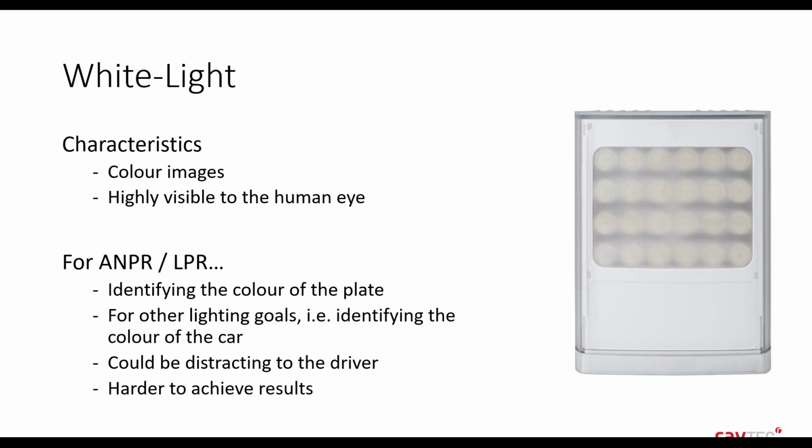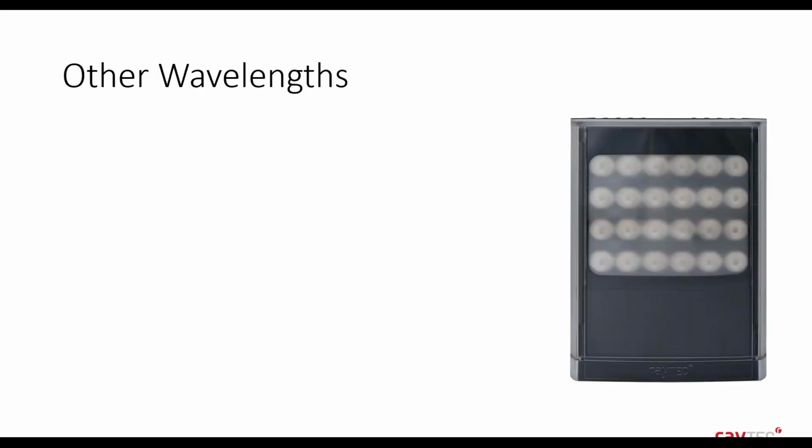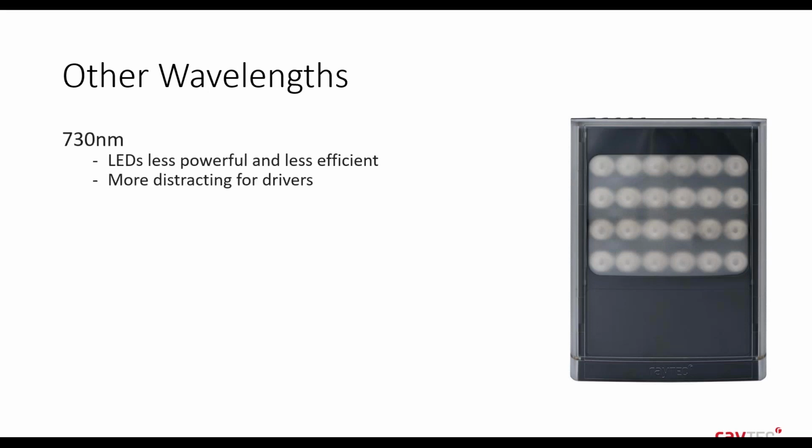We tend to find that white light is sometimes used in the Middle East and Far East applications, in some territories in the Americas. And I just want to quickly touch upon some of the other wavelengths that you might hear discussed around transport applications occasionally. So 730 nanometer LEDs are less powerful and less efficient, and it is more distracting for drivers. So there is potential here for confusion with traffic lights due to the red output from the illuminator, which is obviously dangerous for an LPR application.